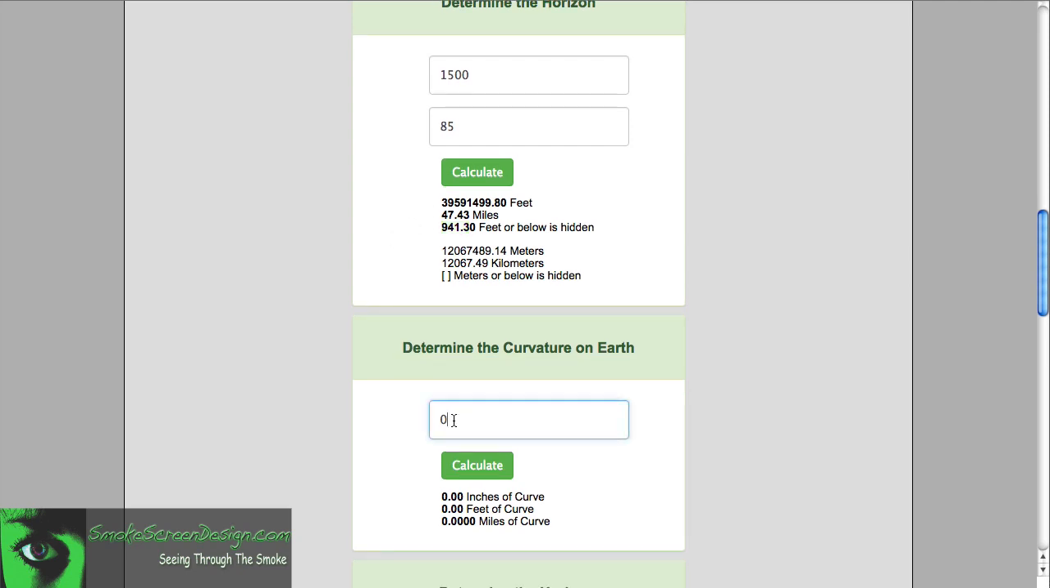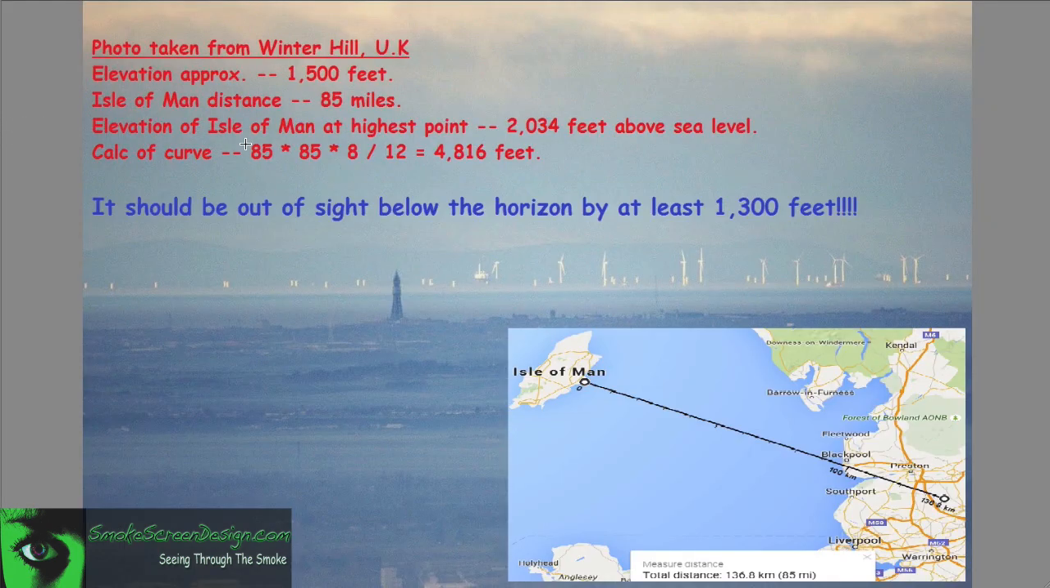Now if we come down here, we can determine the curve, which is what this formula is based off, this 85, 85, 8, 12. So that's this formula.